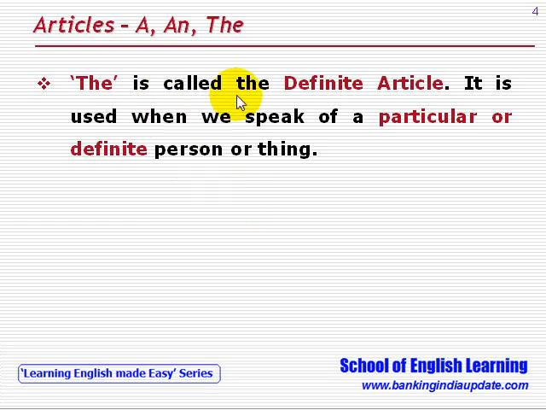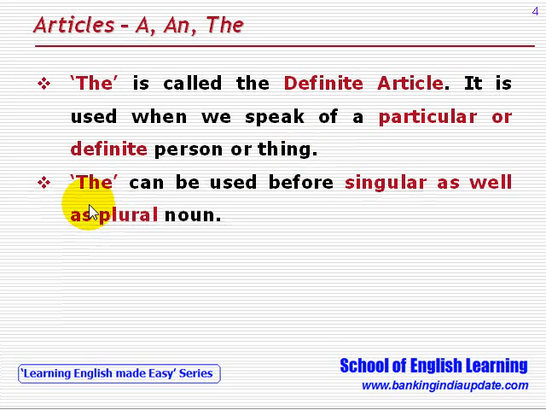The is called definite article. It is used when we speak of a particular person or a definite person or thing. The can be used before singular as well as before plural. On the other hand, a or an can be used before singular nouns only, whereas the can be used before singular noun and also before plural noun.